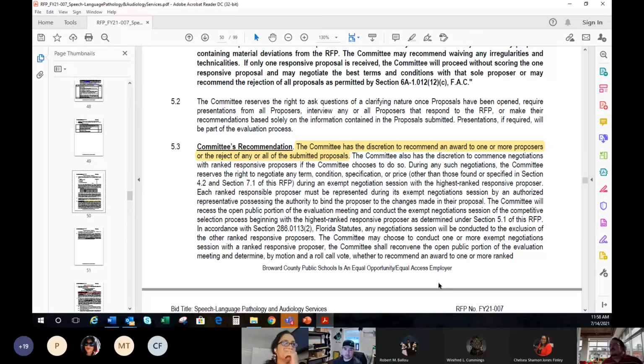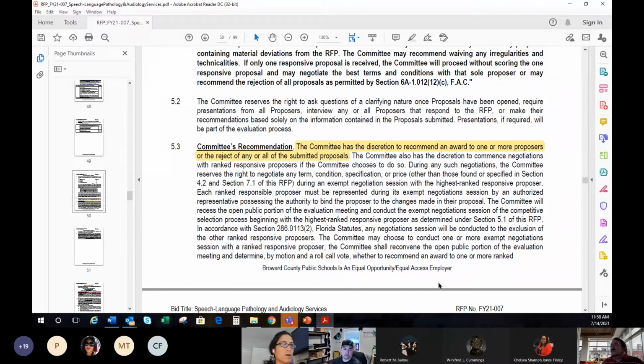In accordance with section 286.0113, part 2, Florida statutes, any negotiation session will be conducted to the exclusion of other ranked responsive proposers, as I just said. The committee may choose to conduct one or more exempt negotiation sessions with a ranked responsive proposer. I've also mentioned that before.